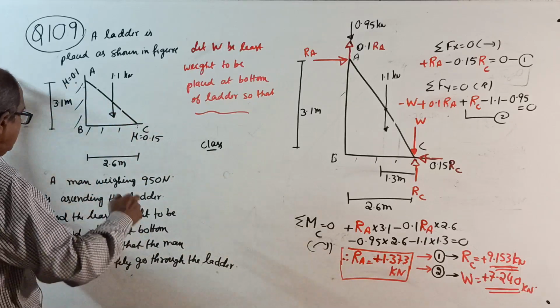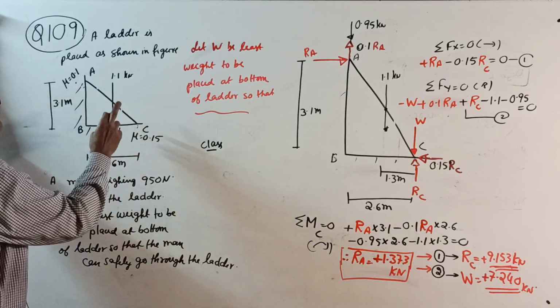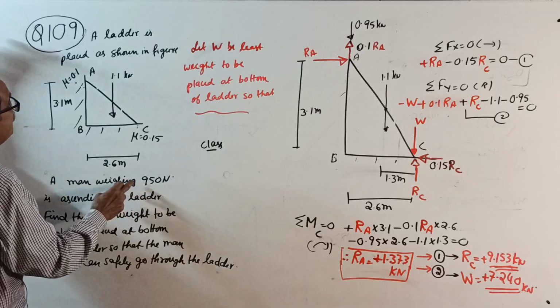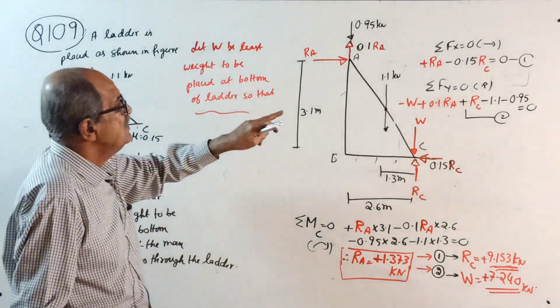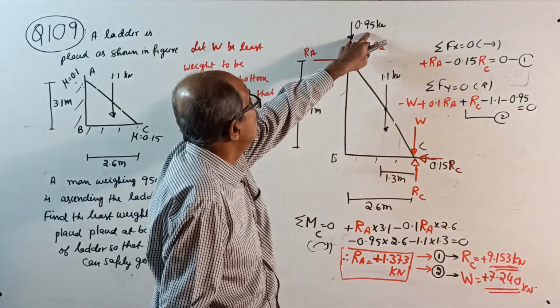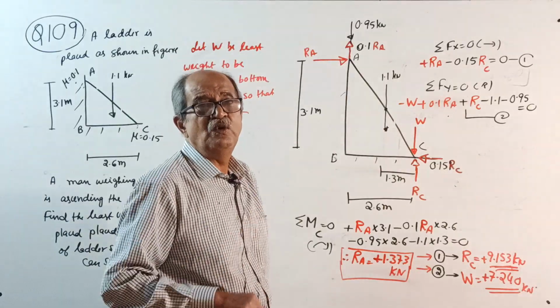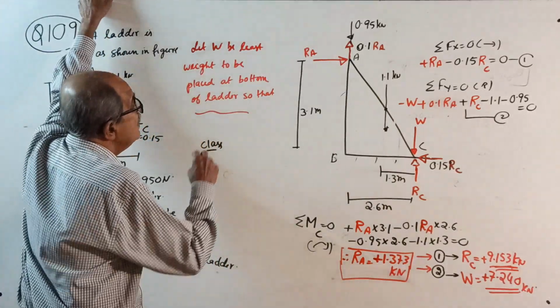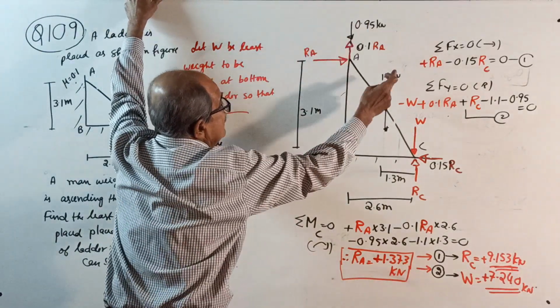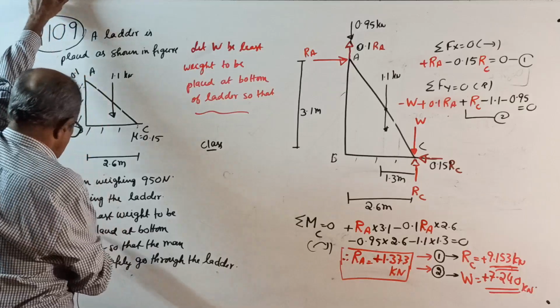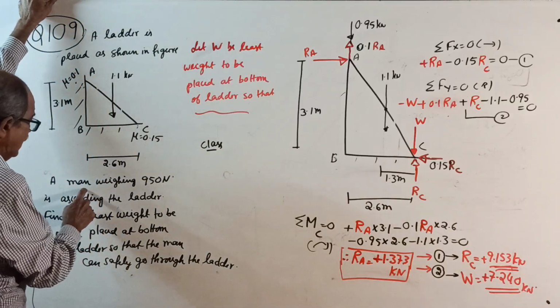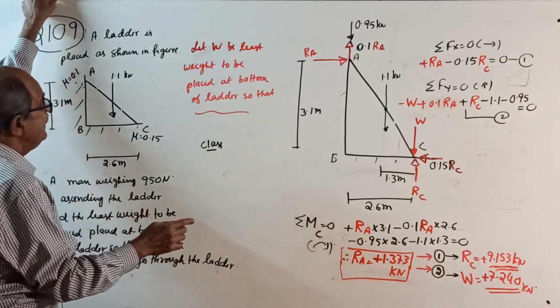Now, a man weighing 950 Newton. Remember, the weight of the man is 950 Newton. The ladder is 1.1 kilonewton. If you write 1.1 kilonewton, the weight you have to write is 0.95 kilonewton. Be careful. Or if you want to write 950 here, you write 1100, then the answer will come in Newton. Find: a man weighing 950 Newton is ascending the ladder.